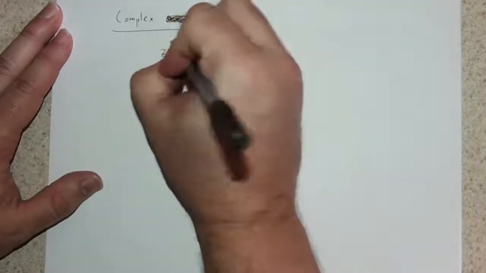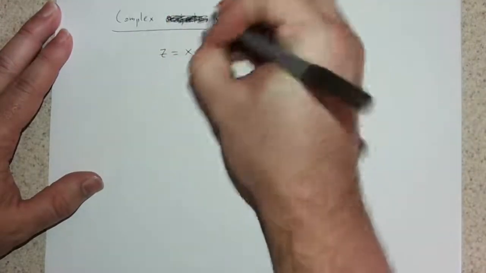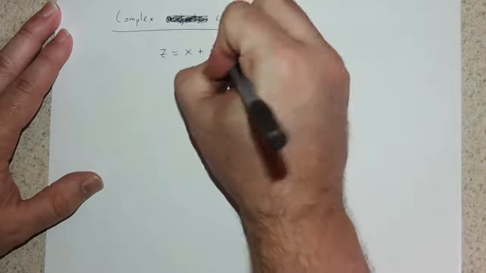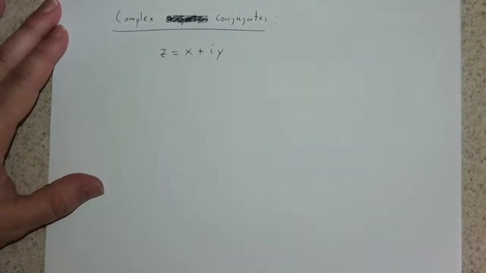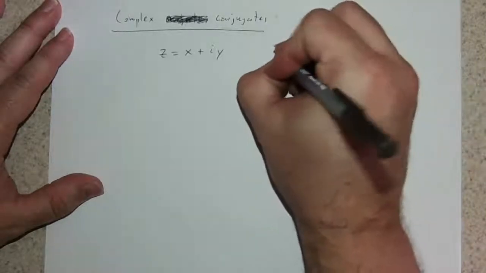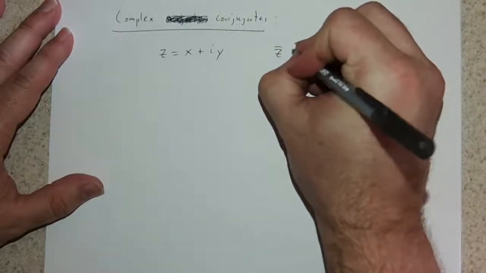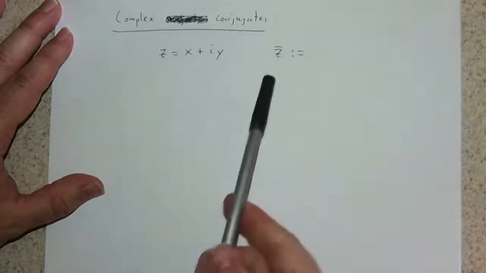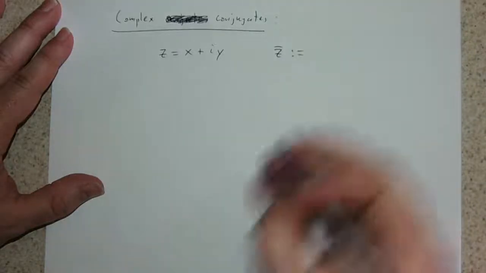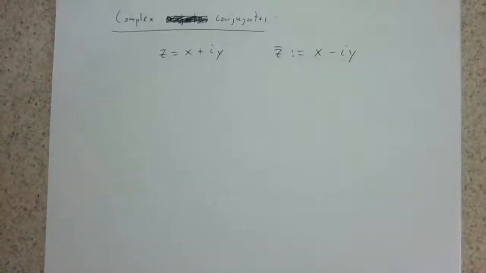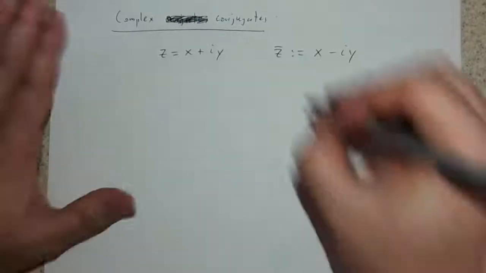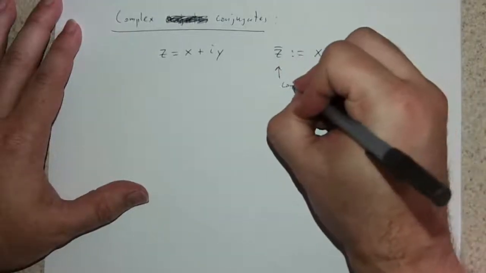But in case you haven't seen that, what's a quick way of saying what a complex conjugate is? Well, if I have a complex number z, then z bar, which I read as z bar, is defined to be the complex conjugate of z. It's just x minus iy. So this is the complex conjugate of z.